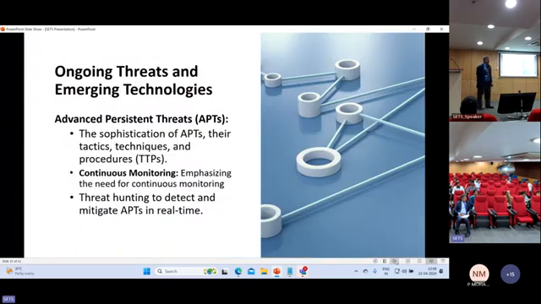So, ongoing threats and emerging technologies: there is what is called advanced persistent threats. The sophistication of advanced persistent threats, their tactics, techniques and procedures, are very different. So you need to do continuous monitoring. Emphasizing the need for continuous monitoring is very important. So, threat hunting to detect and mitigate APTs in real time. This is a very fundamental problem: how do you detect and hunt for some of these advanced persistent threats in real time? So these are some of the important applications.